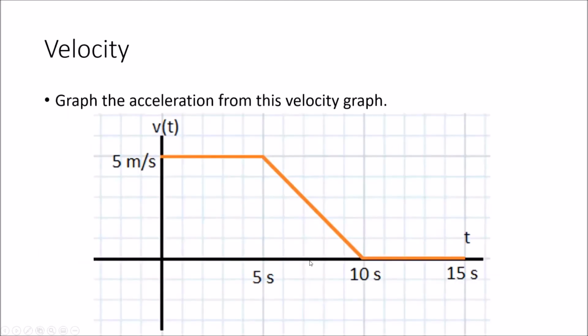We can do this with other kinds of graphs as well. This is the graph of a velocity. You start off at some positive velocity, 5 meters per second. And then think about this. What is happening in this stage?